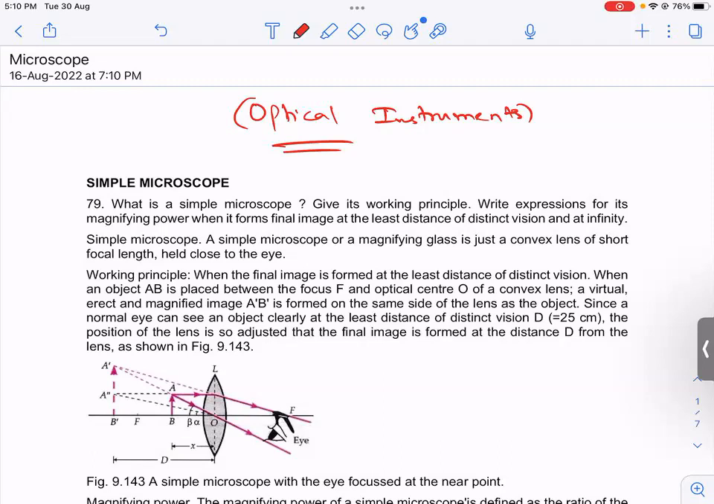Okay. So first, what is a simple microscope? A simple microscope is also known as a magnifying glass. But what is it? It is just a simple convex lens of what kind of focal length? Do we need to have less focal length or greater focal length? Is it because it is given here? Do we need to have a convex lens? Why do we need to have a convex lens in the first place? Why can't we use concave?